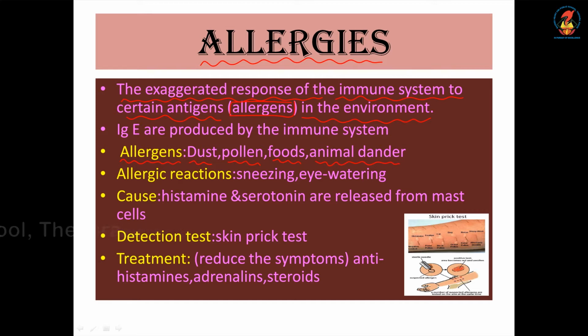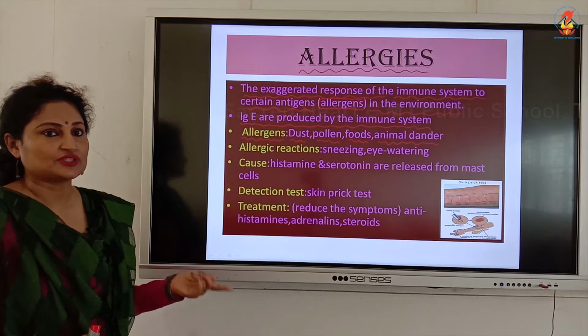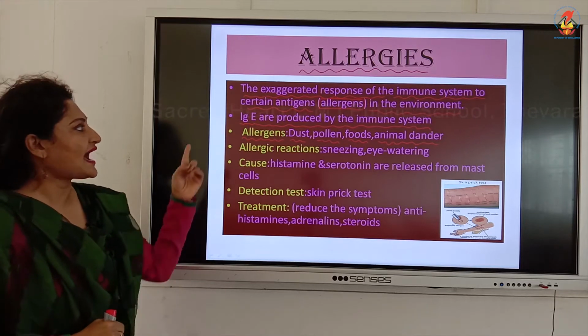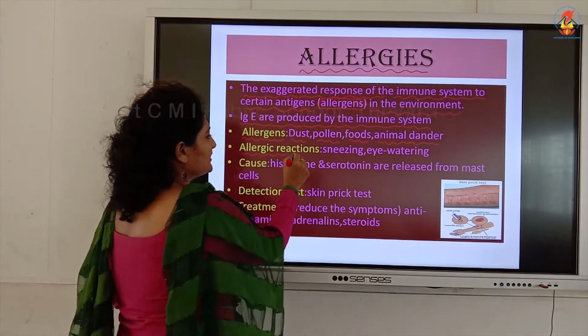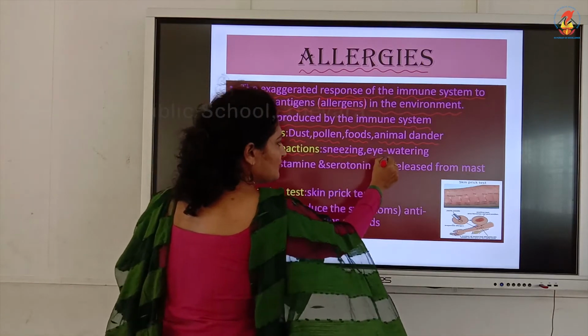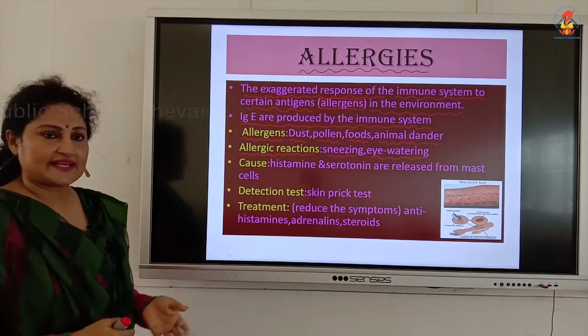And during allergic reactions, our immune system responds by releasing the antibody IgE. So why is it coming under immune disorder? Because the immune system is recognizing and getting activated by releasing the antibody IgE. And the allergic reactions include sneezing, eye watering, rash, bruises, running nose, etc.